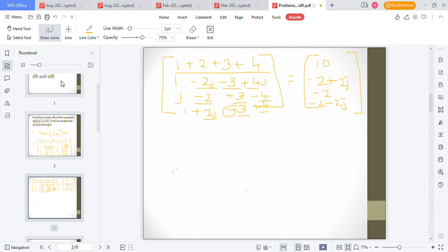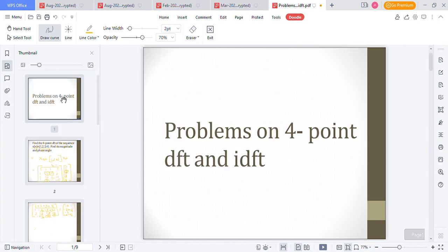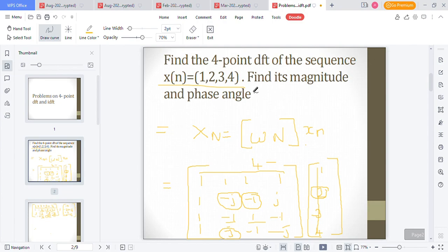So now I have one more question, students. This is not my end, right? I have one more question. Find the magnitude and phase angle.